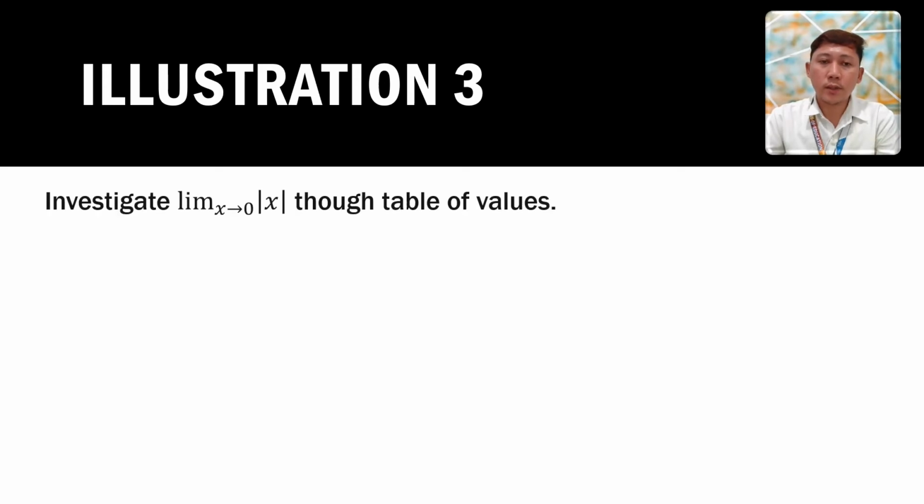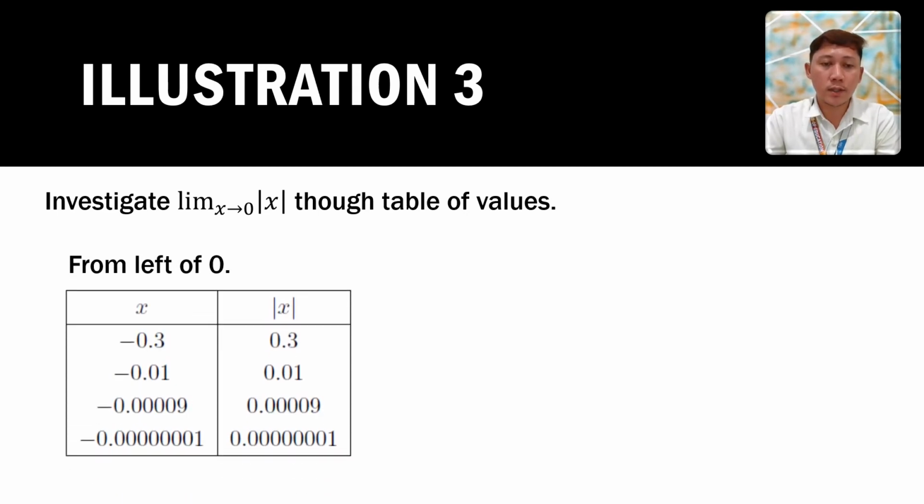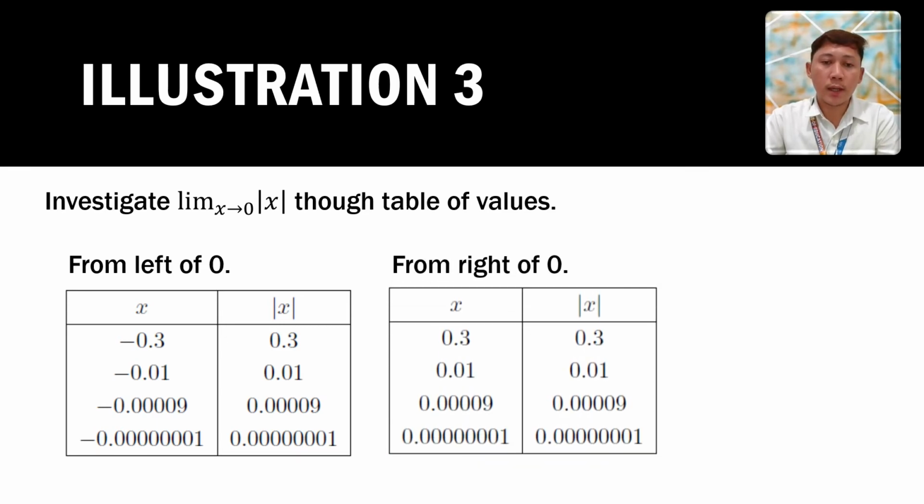And for example number 3, investigate the limit of the absolute value of x as x approaches 0 through a table of values. From the left of 0, we can have this table of values, and from the right of 0, we can have this table of values. So what will be the limit of our function based on the table?